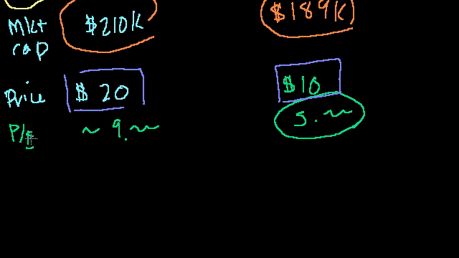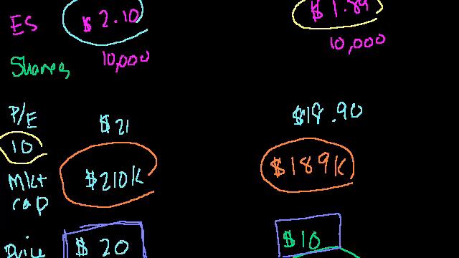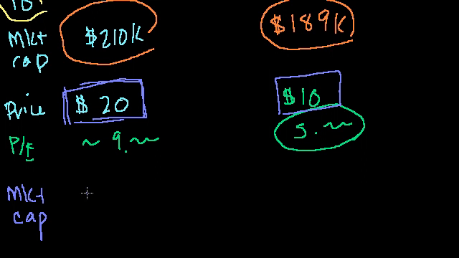Well, first, you say, what is the market cap? Market cap. So you take the price times the number of shares. If you remember, we had 10,000 shares. So in this case, 20 times 10,000 shares implies a $200,000 market cap. In this case, we have $10 times 10,000 shares, so it implies a $100,000 market cap.